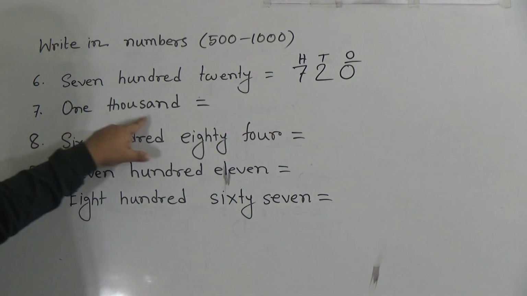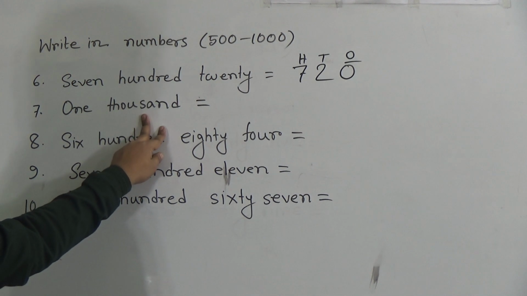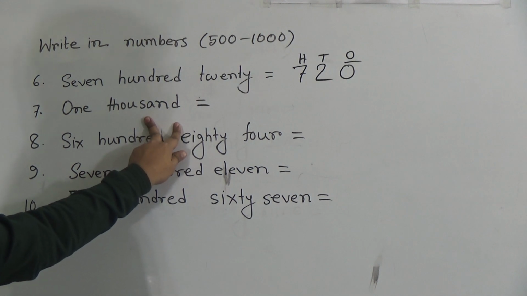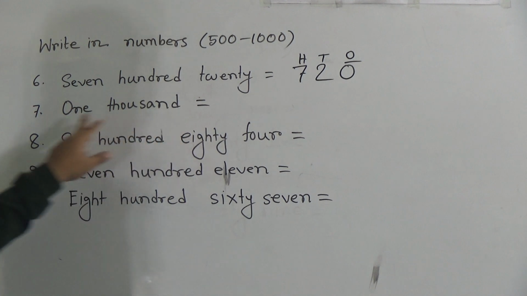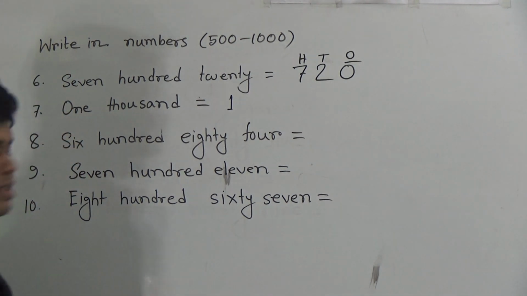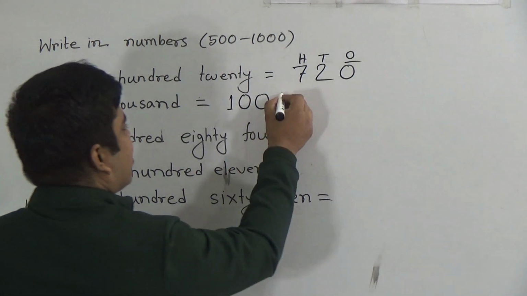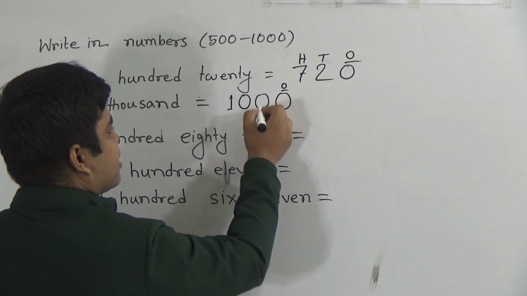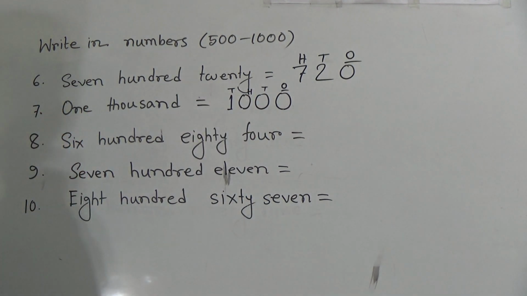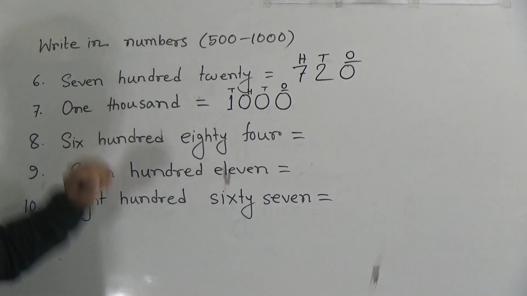Okay, next 1000. Notice 1000 has no hundreds place, no tens place, and no ones place. For this reason these three places will be 0. So for 1000, write 1 first. After that there is no hundreds place, so we write 0. No tens place, so write 0. No ones place, so I write 0. So 0 is in the ones place, 0 is in the tens place, 0 is in the hundreds place, and 1 is in the thousands place. A new place has come, which is the thousands place. So this is called 1000. So our one is correct.